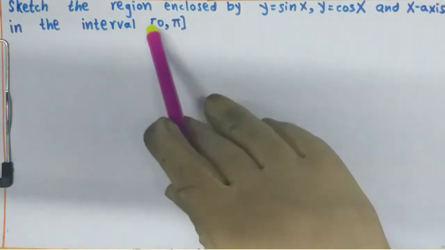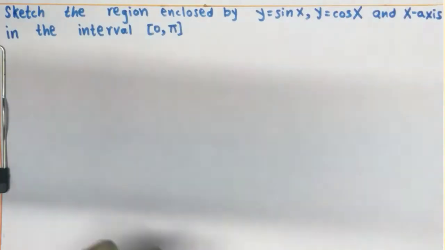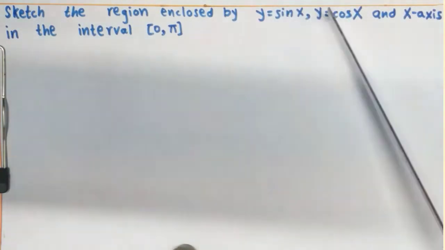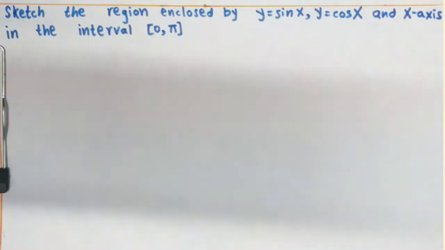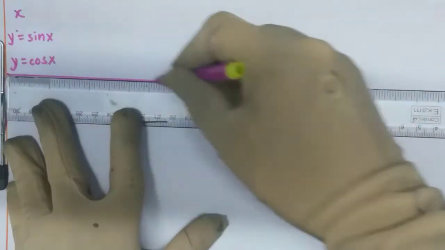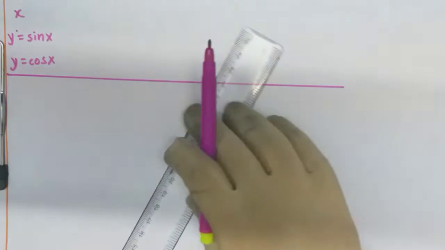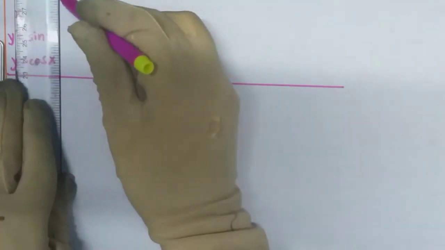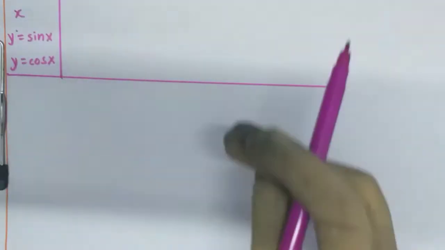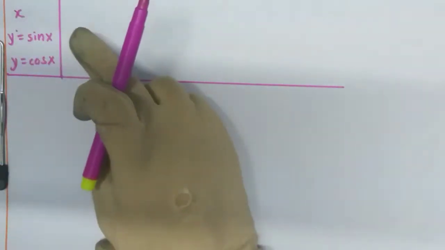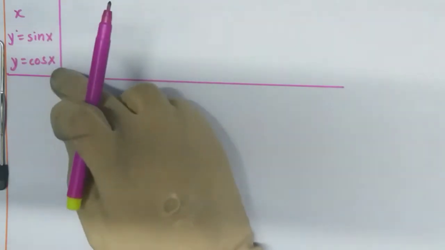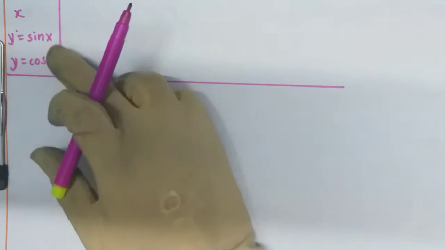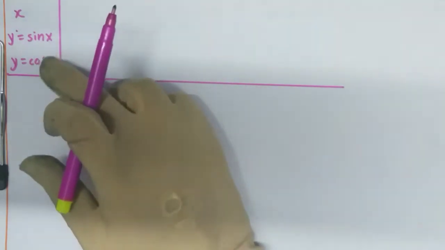And what will be my limits? 0 to pi. So when we have two trigonometric functions, y equals sin x and y equals cos x, we will write the x and y variables in a table first. We will need 8 columns because we have to plot 0 to pi. In the first row we will have the x variable, in the second row y equals sin x, and in the third row y equals cos x. Why are we taking both? Because the question says to plot both.